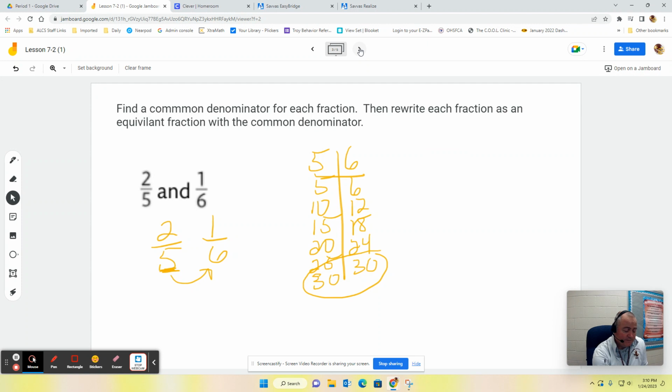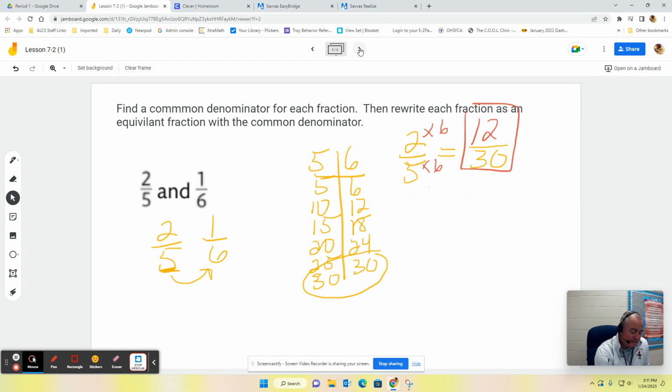Now I want you to watch what we do. We take 2/5 and I'm going to make it an equivalent fraction with 30 as my denominator. Well, what did you multiply 5 by to get 30? Well, 5 times 6 is 30. What you do to the denominator, I multiplied my denominator by 6, I need to multiply my numerator by the same thing. 2 times 6 is 12. So 12/30 is equal to 2/5.